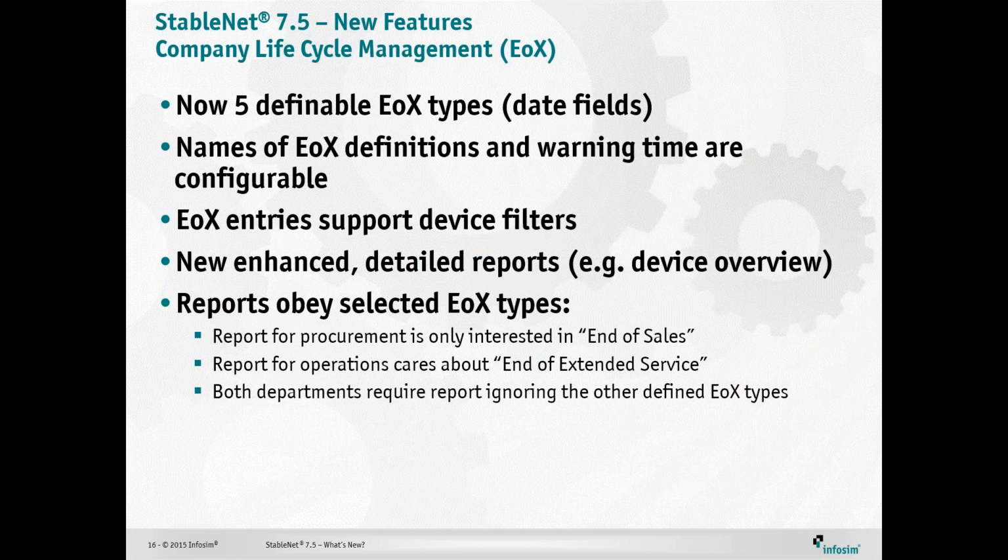The extensions are now that we have 5 definable EOX types, like end of sales, end of service, end of custom support, and so on. You also can define the names on your own. For example, in your company, you don't have end of custom support, but you want to add a field end of back office support, which is a known term in your company. And you also can configure warning times.